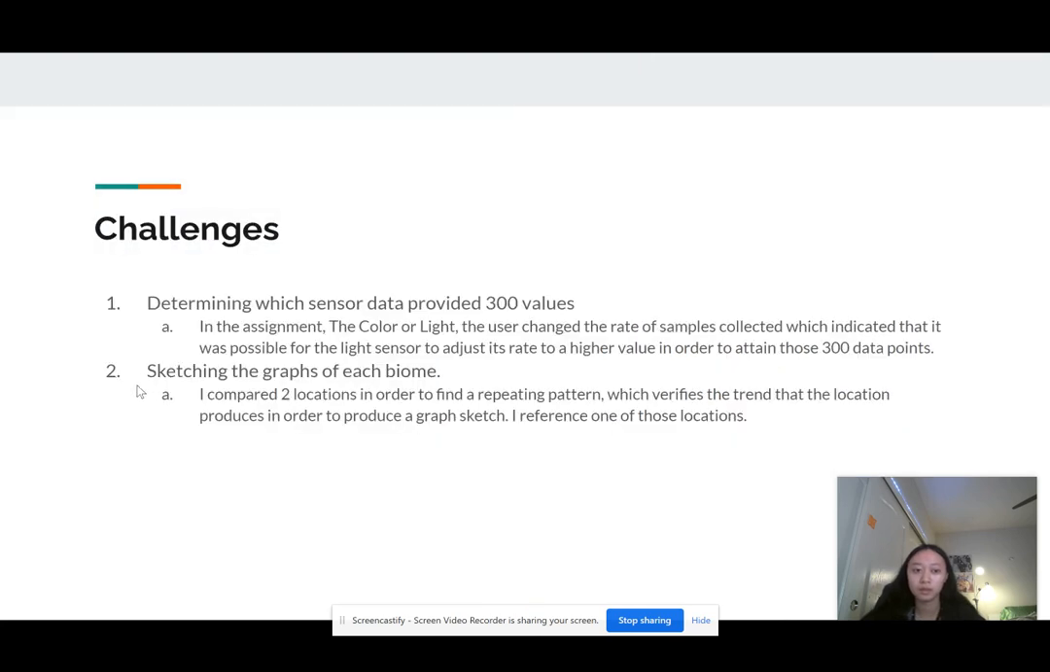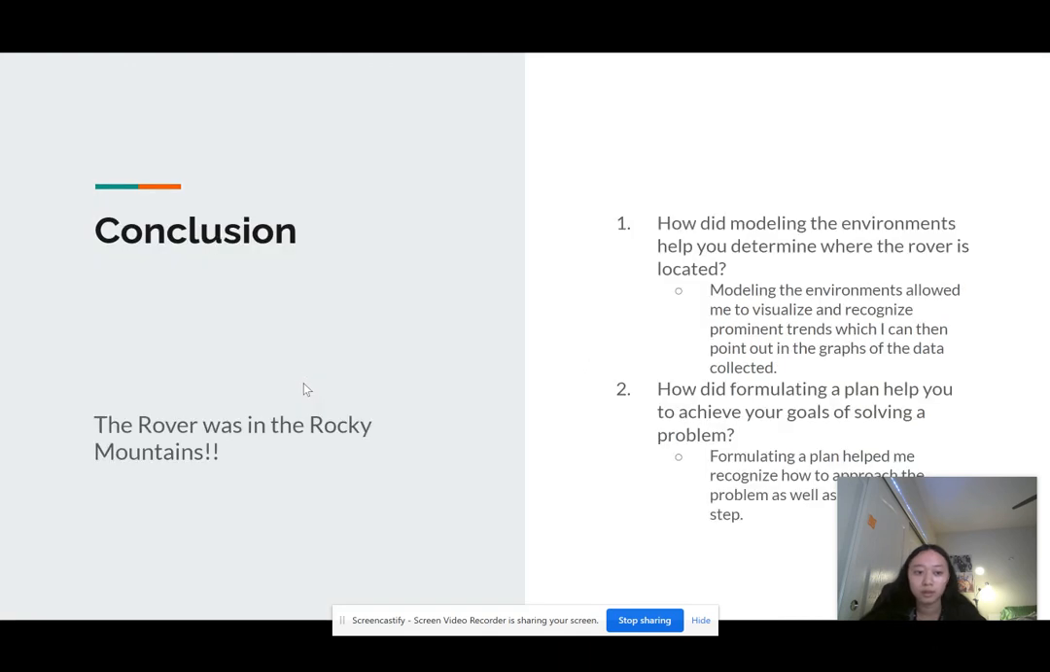In conclusion, the rover was in the Rocky Mountains. And to answer the conclusion questions, modeling the environments allowed me to visualize and recognize prominent trends, which I can then point out in the graphs of the data collected.